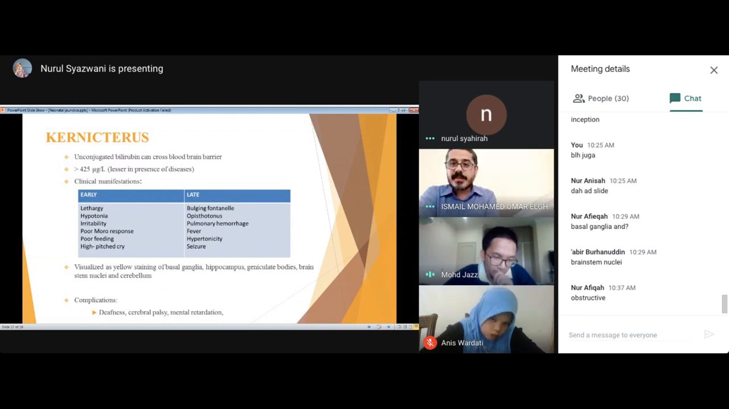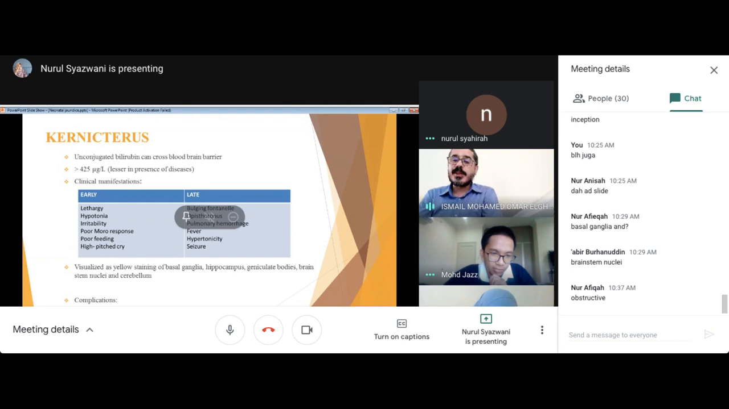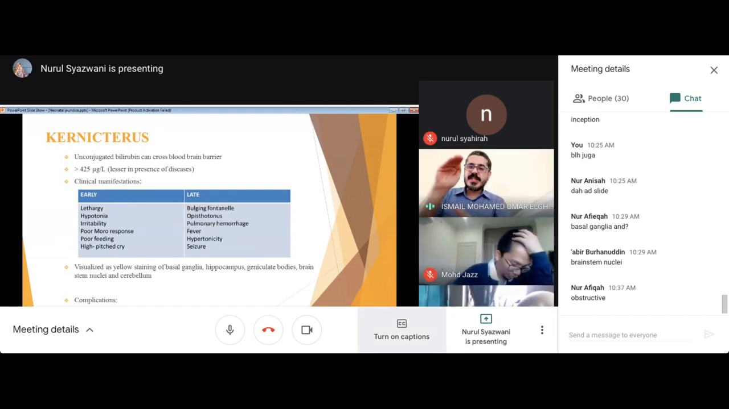If the baby has dystonia. What is it? Dystonia. So tell me what the definition of dystonia is. Involuntary. Sustained, twisting. Involuntary, slow, sustained, twisting. This is dystonia.